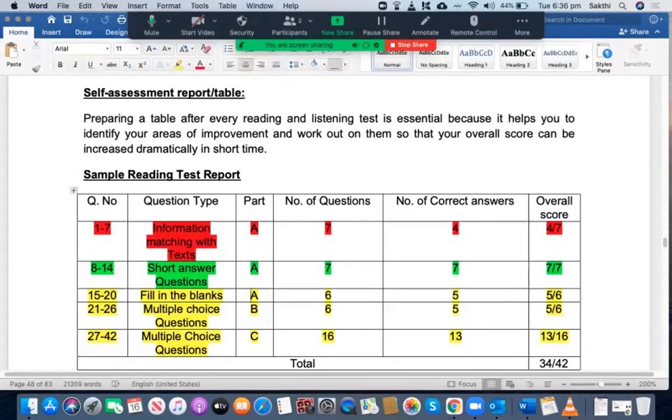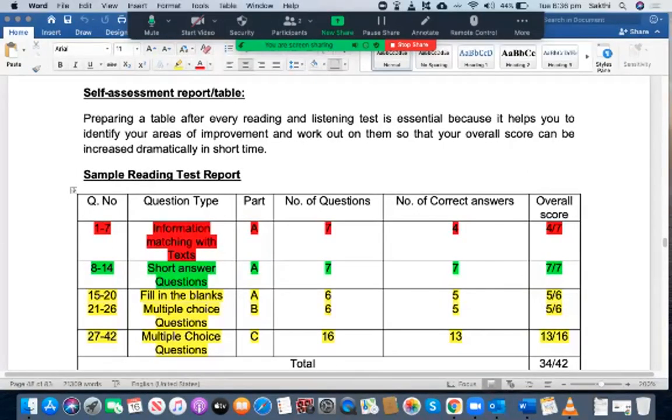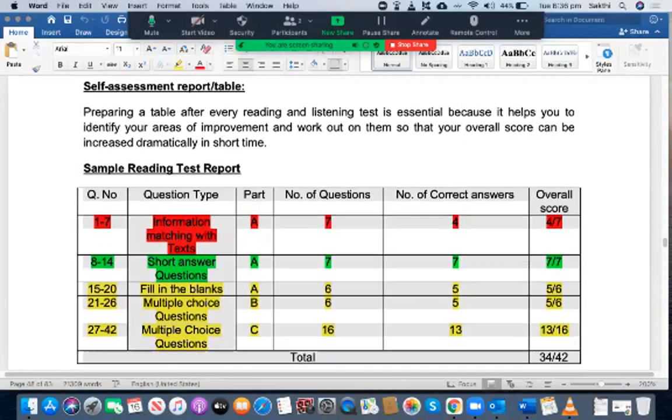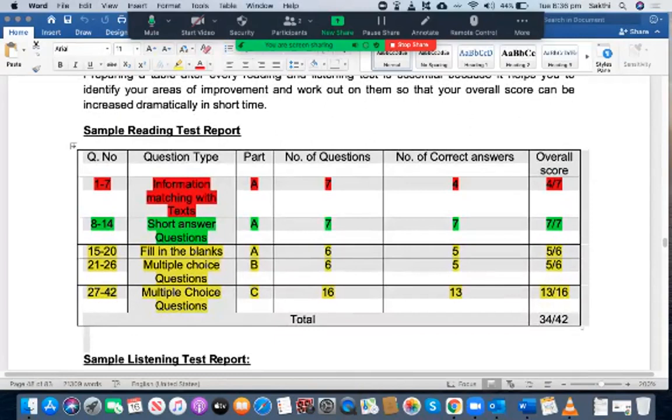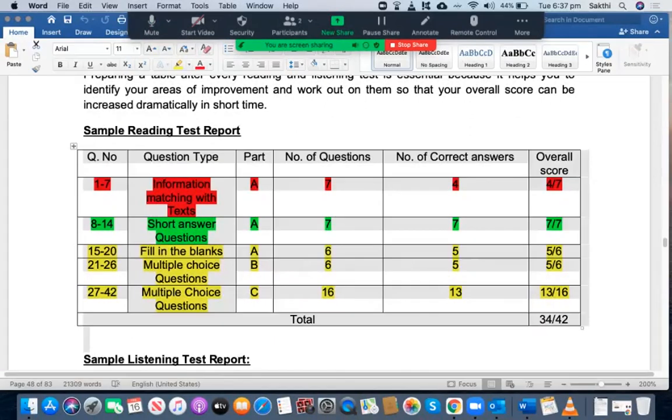So when you do the sample reading test, when you finish your reading test, you prepare a table like this, otherwise known as a self-assessment report or table. You have to write it down like this, in a notebook or on the question paper itself: question number, question type, part, number of questions, number of correct answers, and overall score.